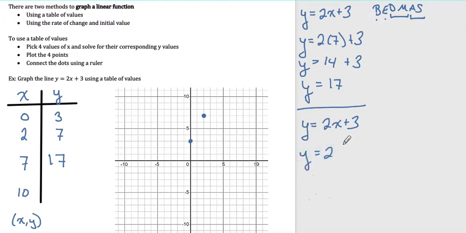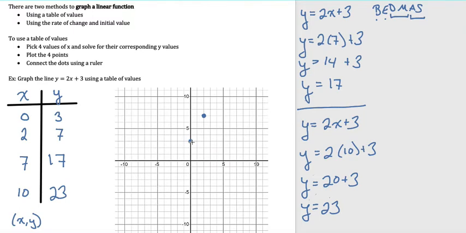Y equals 2, x is 10, so 2 times 10 plus 3. 2 times 10 is 20, and then 20 plus 3 is 23. So we know that the line goes through the point 10, 23. So again, we can estimate it, or as long as we have 2 points on our graph, we can make the line. So then you would take a ruler and connect these 2 points.